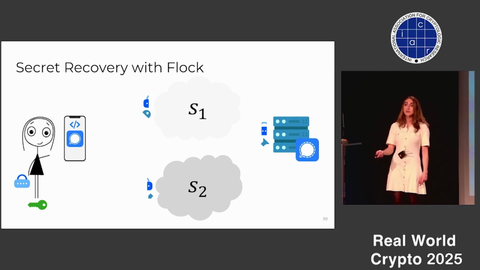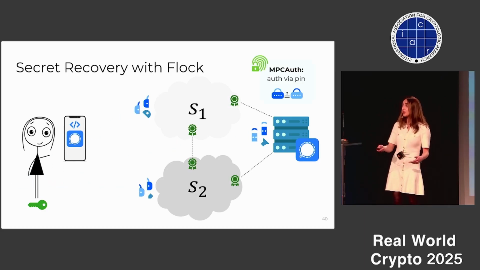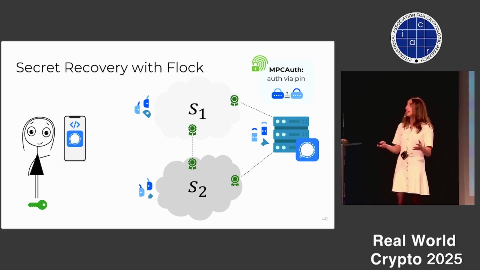She's going to take her PIN attempt, split it into several pieces, distribute it among the parties, and then again, they're going to establish their secure connections and do MPC auth to see whether the PIN attempt is equal to the original PIN. And if the check passes, Alice can successfully recover her key.